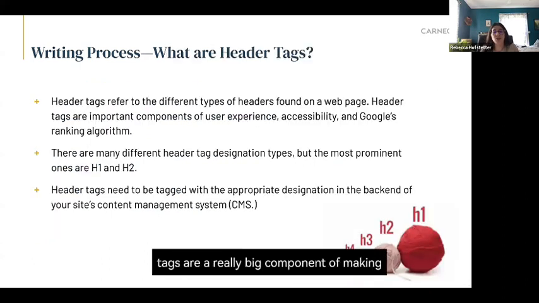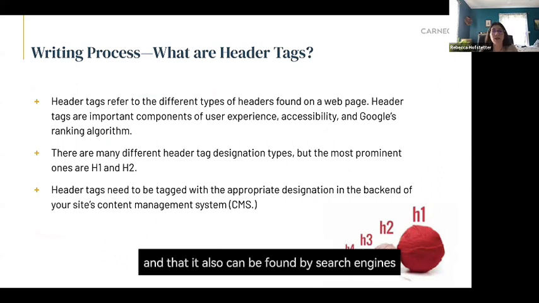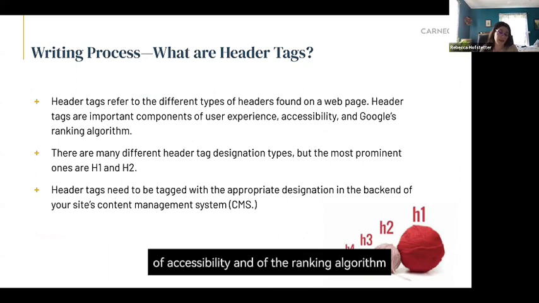And header tags are a really big component of making sure that your long form content is really skimmable and that it also can be found by search engines. And header tags really refer to the different types of headers that are found on a web page, but they're an important component of user experience, of accessibility, and of the ranking algorithm. And there are different types of header tag designations in the back end of your CMS. The most prominent ones are H1 and H2.